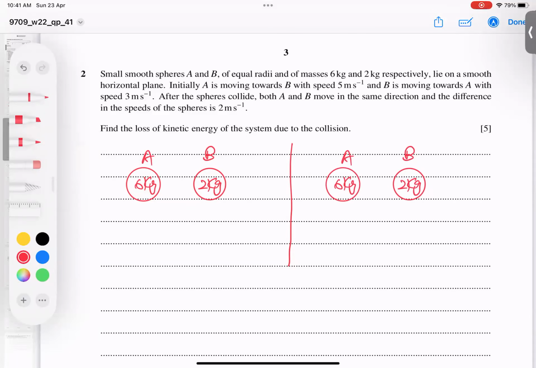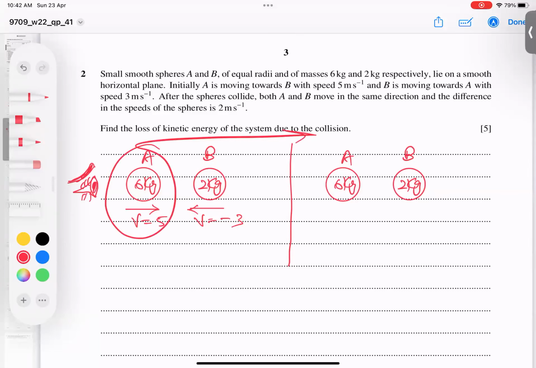But what is the situation here? A is moving with a speed of 5 towards B. He said velocity is equal to 5, and B is moving towards A, velocity is equal to -3. You ask why -3, sir? Because the observer's eye is here. When particles go away, velocity is positive, coming back, velocity is negative. That is why I wrote -3.